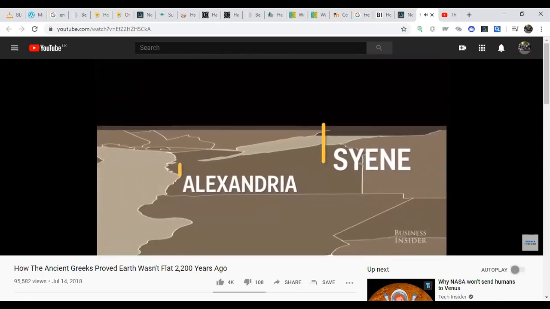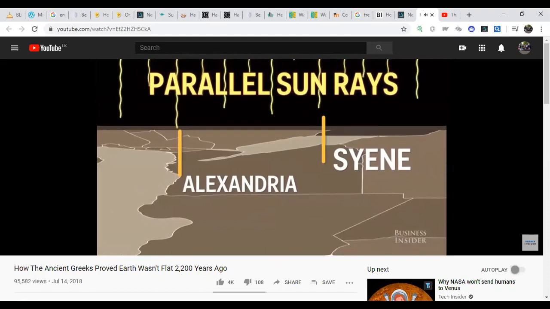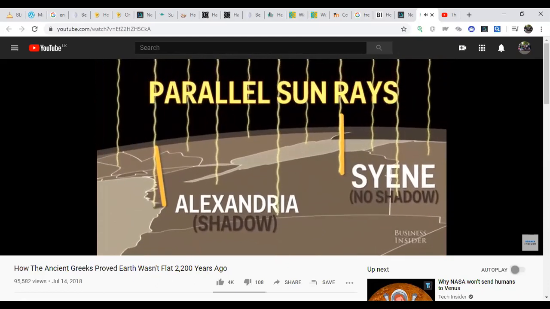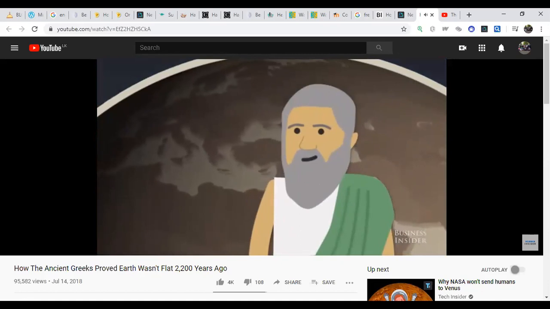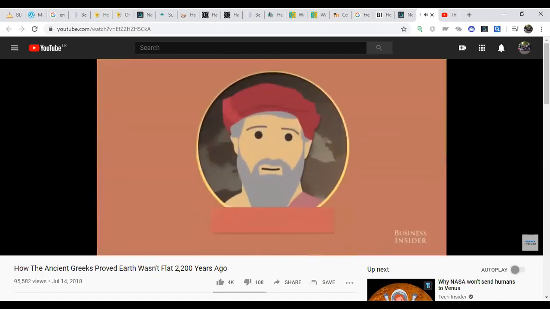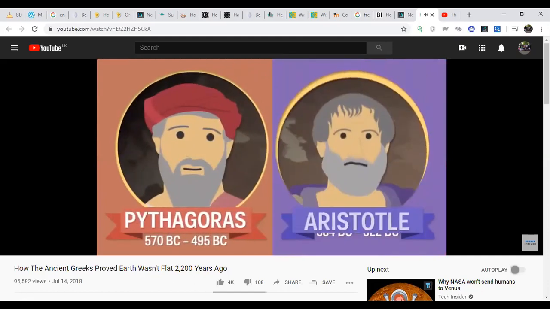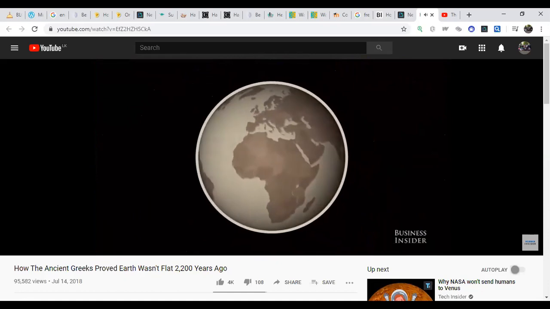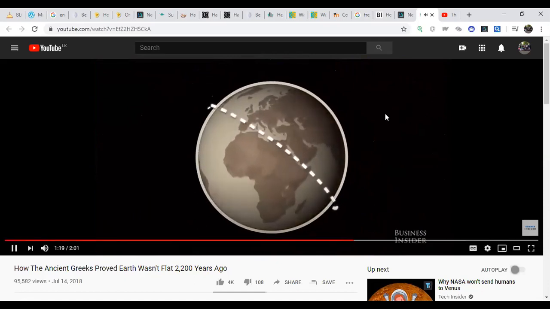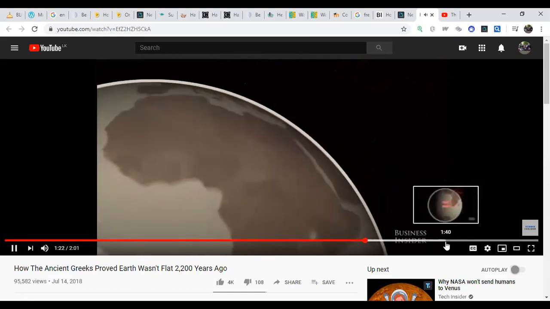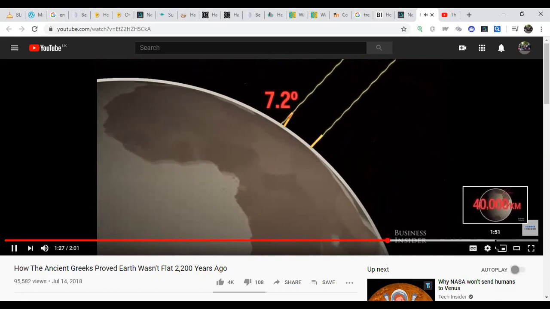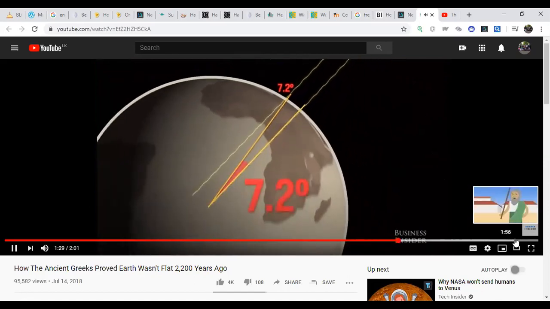Now if the sun's rays are coming in at the same angle at the same time of day, and a stick in Alexandria is casting a shadow while a stick in Syene is not, it must mean that the Earth's surface is curved. And Eratosthenes probably already knew that. The idea of a spherical Earth was floated by Pythagoras around 500 BC and validated by Aristotle a couple centuries later. If the Earth really was a sphere, Eratosthenes could use his observations to estimate the circumference of the entire planet. Since the difference in shadow length is 7 degrees between Alexandria and Syene, that means the two cities are 7 degrees apart on Earth's 360-degree surface.